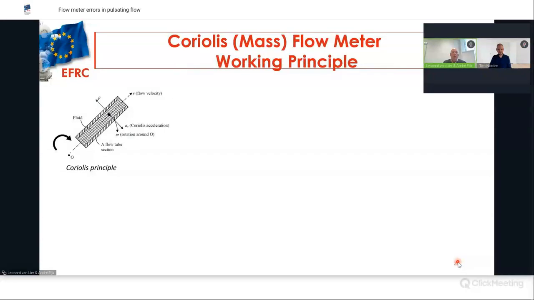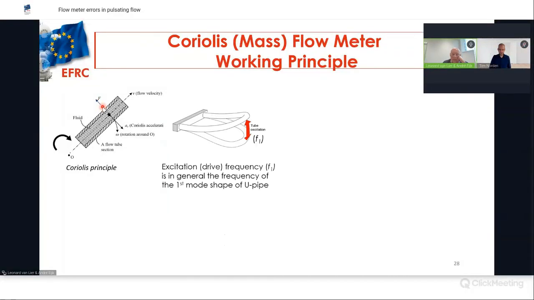The second meter is the Coriolis or mass flow meter. The working principle is given in the left-hand side picture. You have a pipe, and if there is a gas flowing through that pipe, if that pipe is rotated, you get a so-called Coriolis acceleration, resulting in a Coriolis force, which is perpendicular to the pipe. The pipe is in general a U-tube, and the pipe will be excited with a so-called excitation or drive frequency at the first mode shape of the U-pipe, and that can be done here with a magnet or at other locations.